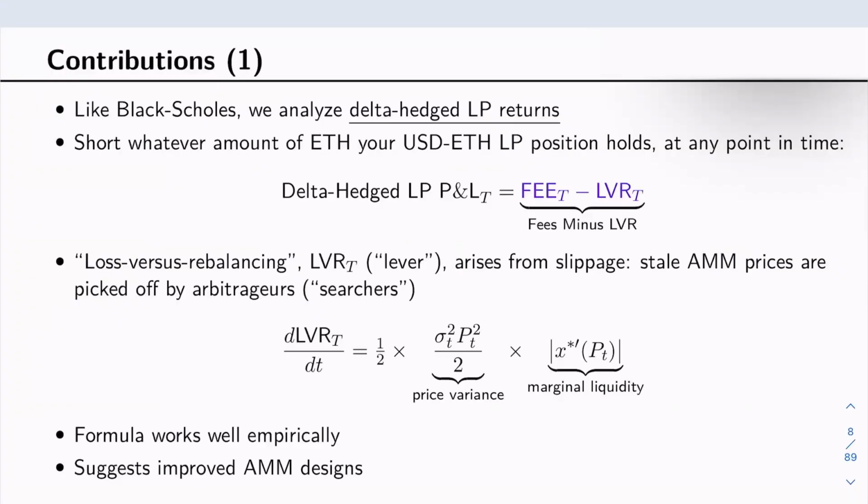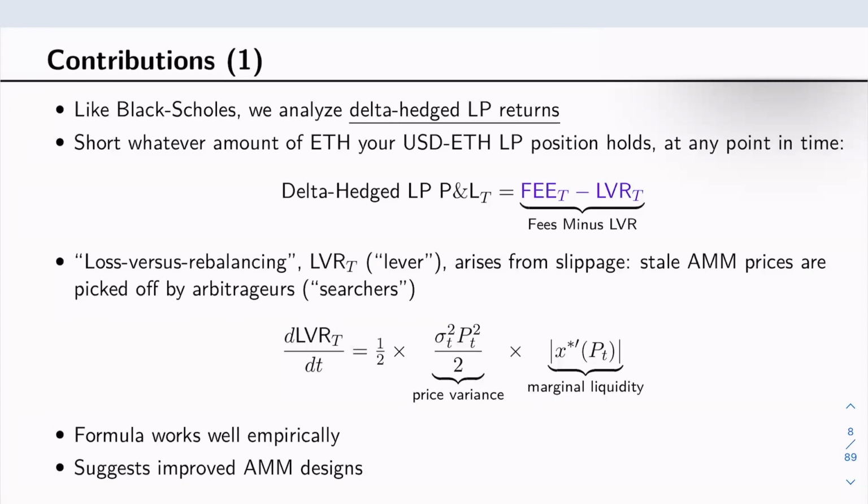Okay, so what are our contributions? We're going to look at delta hedged LP P&L, right? We're going to see that once you delta hedge, again, once you short enough of the risky asset that's equivalent to the risk you hold, what you're left with is the fee income stream and LVR. And LVR is that adverse selection cost, right? It stands for loss versus rebalancing. It'll become clear a little bit later where that terminology comes from.